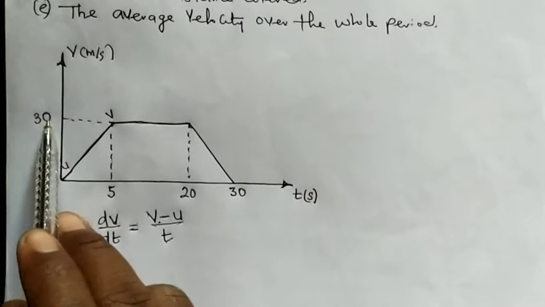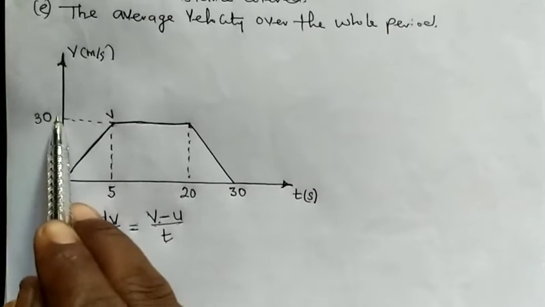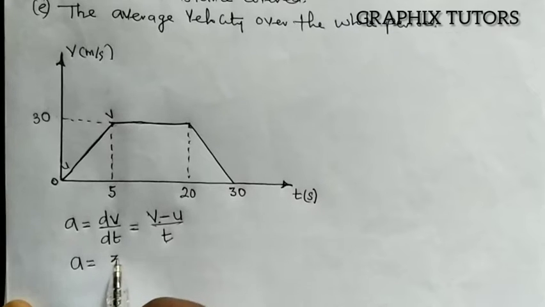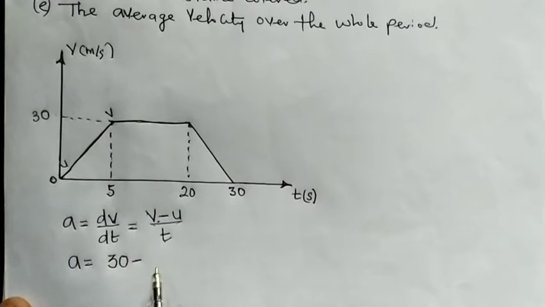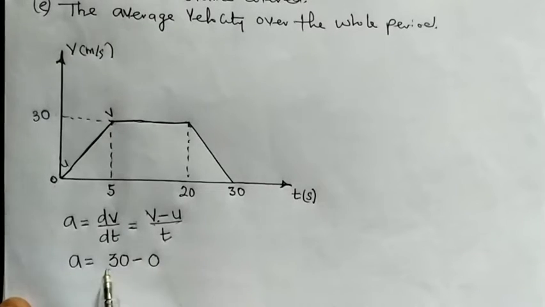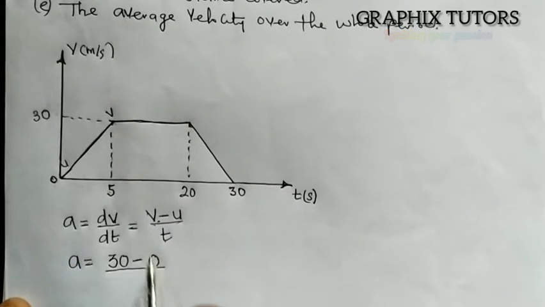What is v? The final velocity. You start from 0 initial to v final, that will be 30, right? Minus the initial, which is what? 0, all over the time. The initial time is 0, the final time is 5 here.